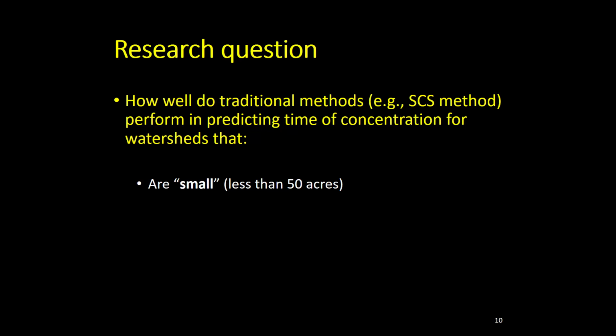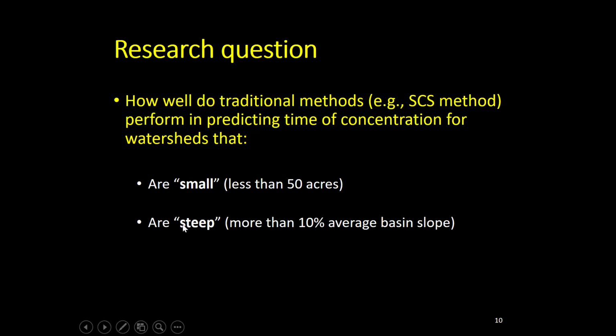And small watersheds are important because those are the ones that most often we're going to have to put in a culvert for. If it's a large watershed, then there's going to be a bridge and a more sophisticated hydraulic and hydrologic analysis can be done. But it's the small watersheds that we really have the low-hanging fruit for improving the way things are done.